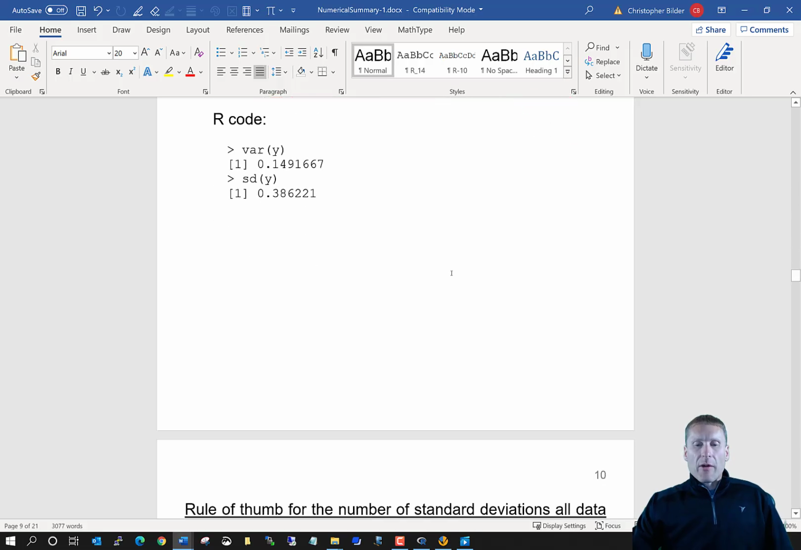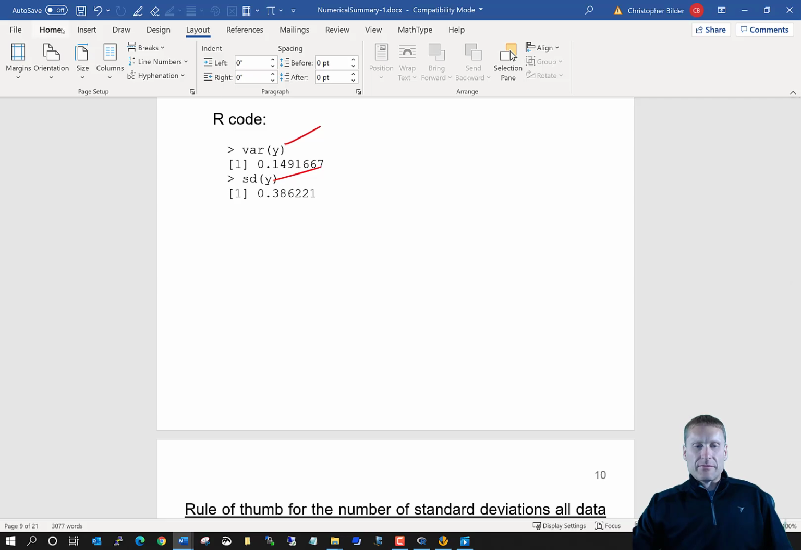Okay, so let's talk about how we can do this in R real quickly. Simply, there's a var function and an sd function that do the calculations for you. Pretty simple.